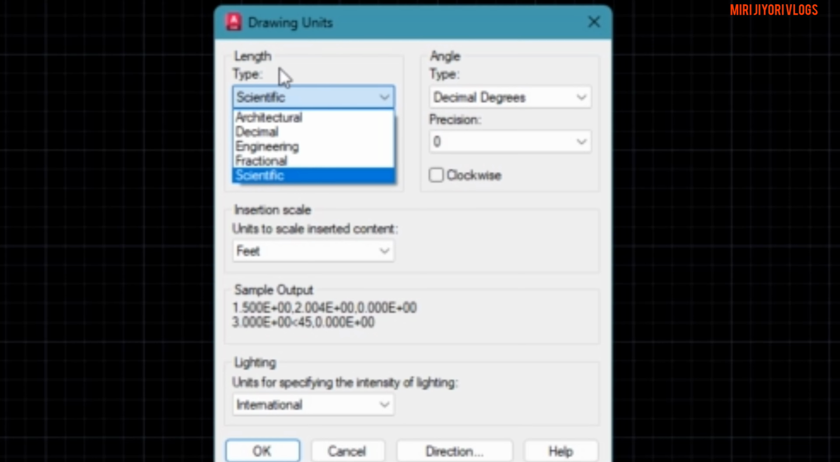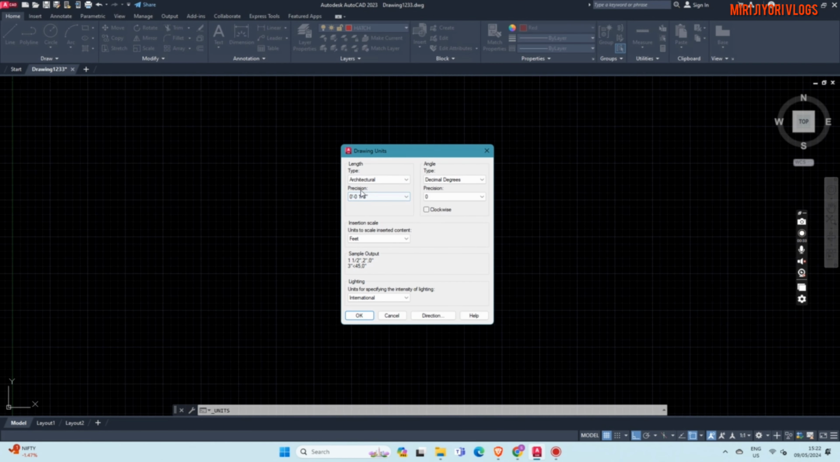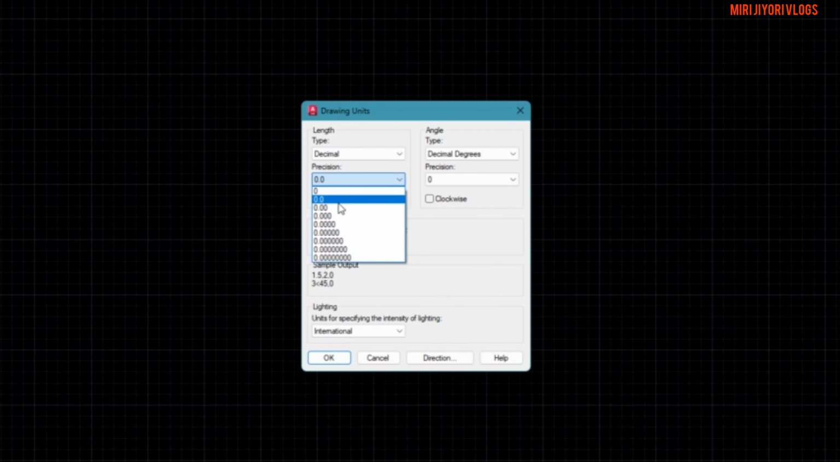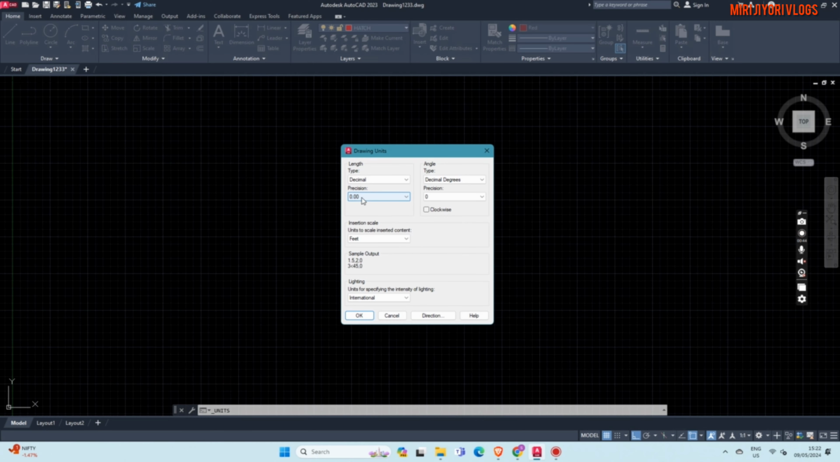First unit is architectural unit. Basically architectural unit is used for feet and inches drawing, like civil drawings and architectural drawing. Second unit is decimal unit. Decimal unit is mainly used for mechanical drawings. You can select precisions and scale as per your drawings.